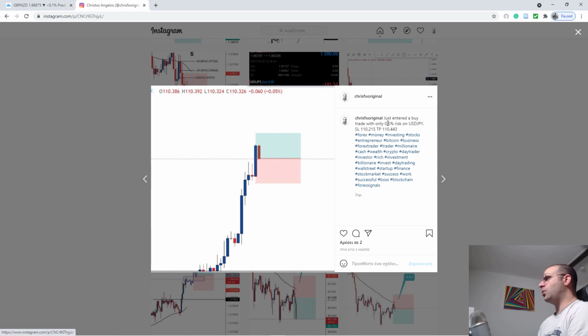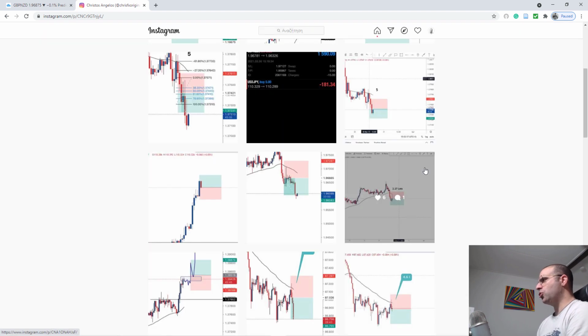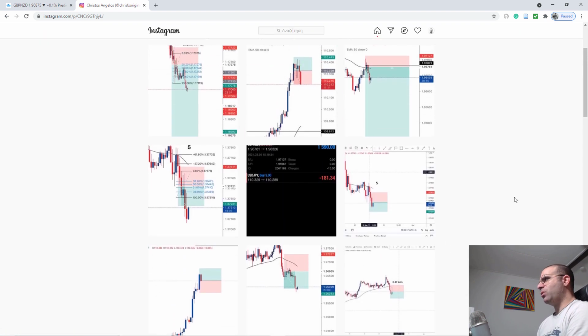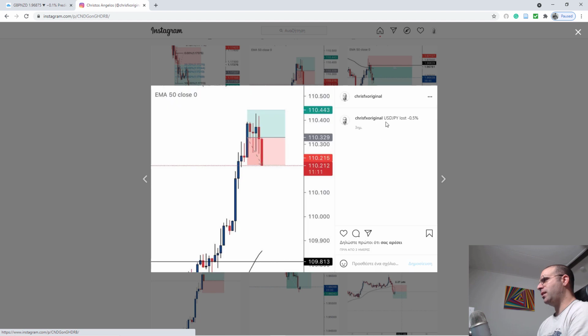Again, this is why I entered only with 0.5%. I knew it was a risky trade. This is the only trade that we lost. And you can see somewhere here, I called that we lost it. It is over here, lost minus 0.5%.